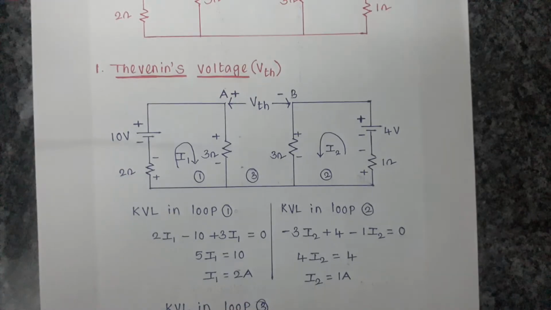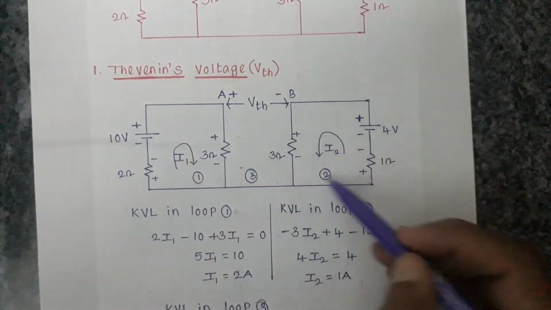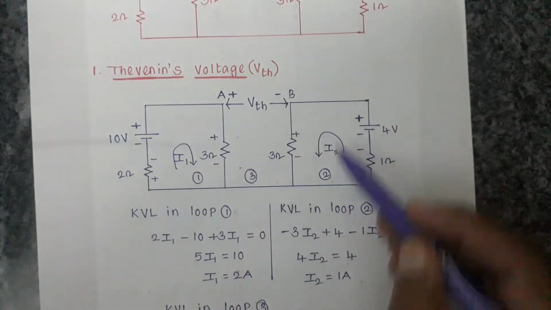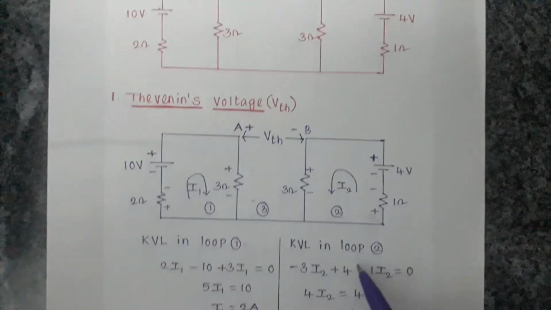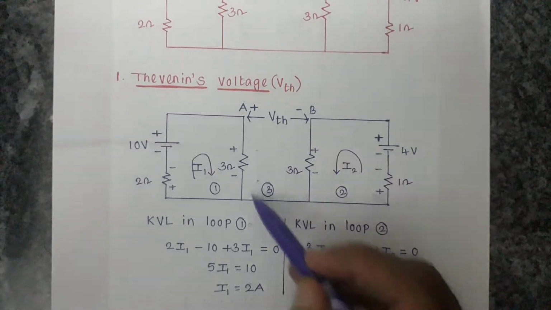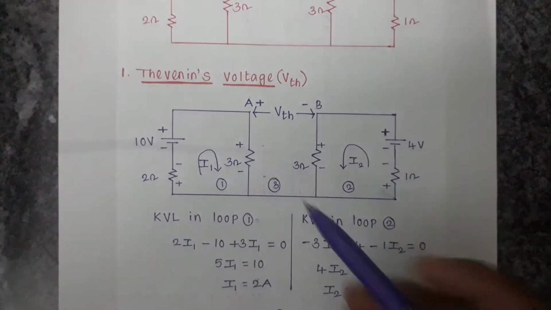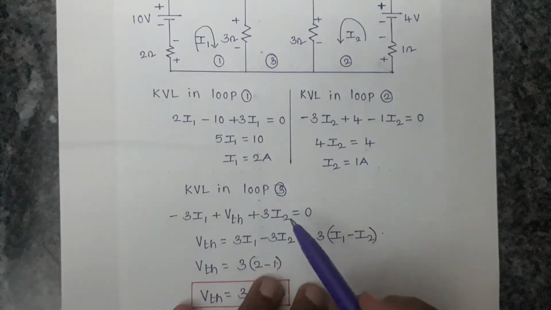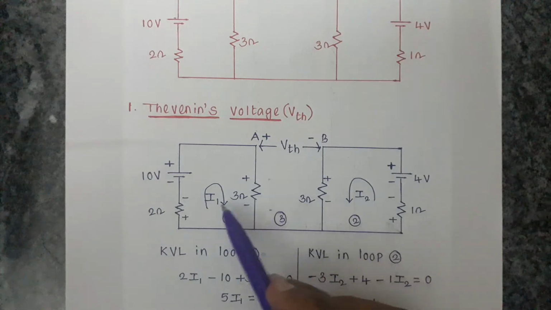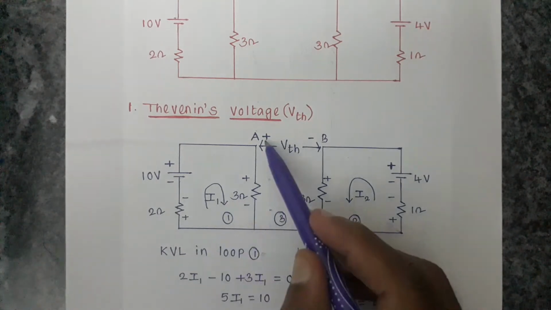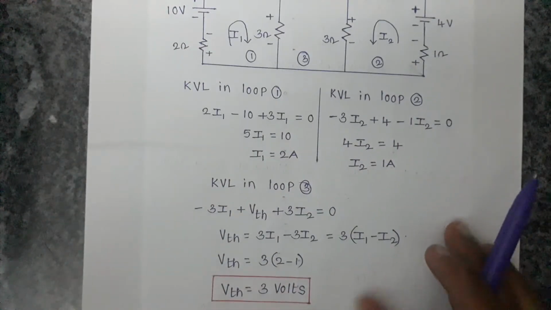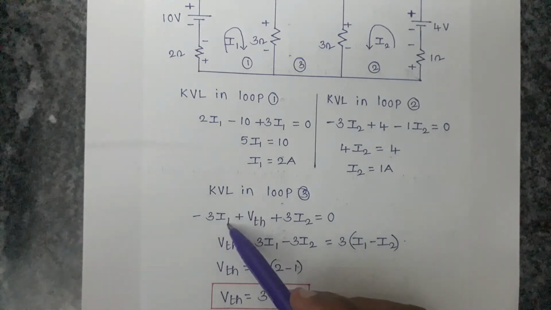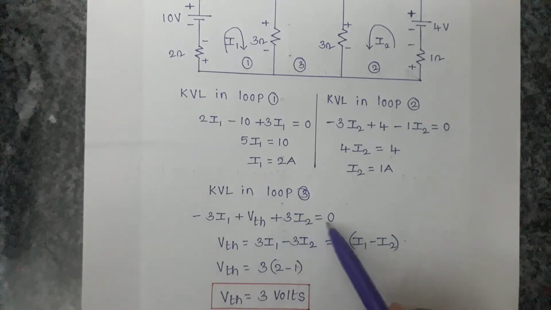1 ampere. So now we have the current in this mesh and the current in this mesh: I1 equal to 2 amperes and I2 equal to 1 ampere. After removing this RL, RL is not there. So now writing KVL in this loop 3: minus 3I1 plus VTH plus 3I2 equals 0.